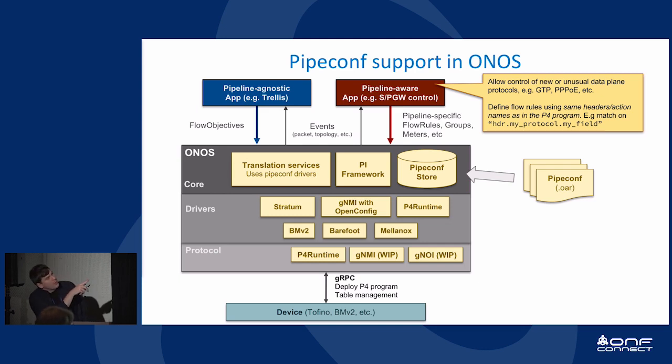When it comes to pipeline-aware applications, the way we support new capabilities and new protocols is that, with a very minimal extension to the existing flow rule API, we were able to allow applications to simply specify a generic match-action relationship using just the names of the header fields and the actions as specified in the P4 program.